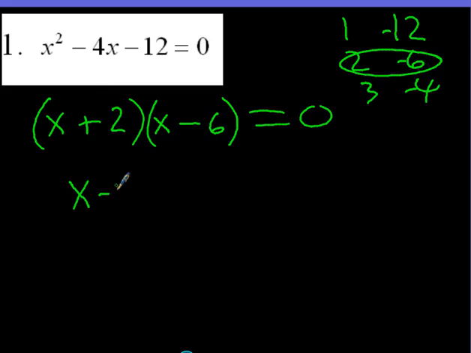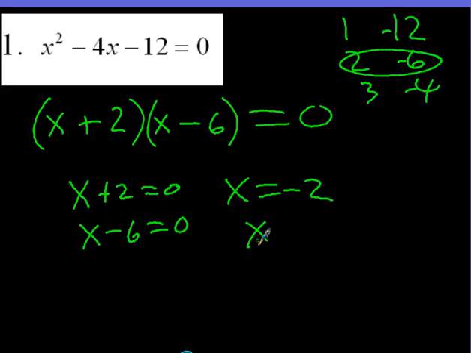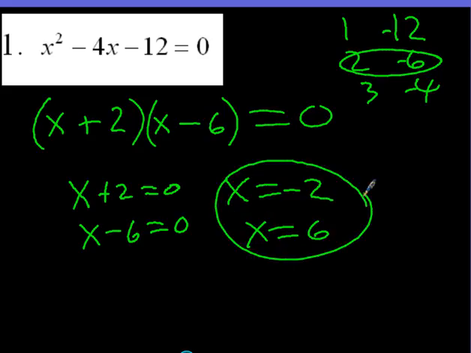X plus 2 equals 0. X minus 6 equals 0. Zero product property. X equals negative 2. X equals 6. There are your solutions, right? Okay?